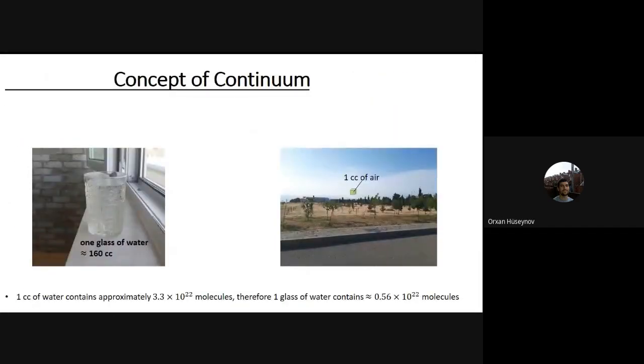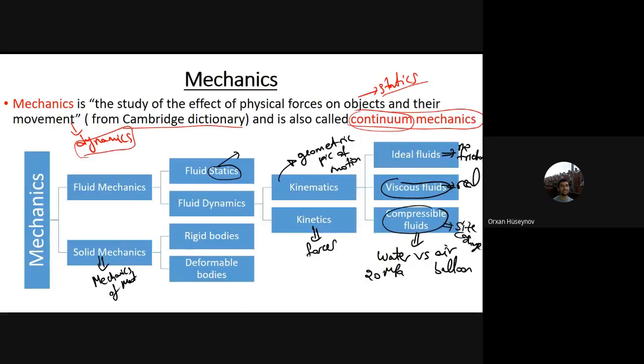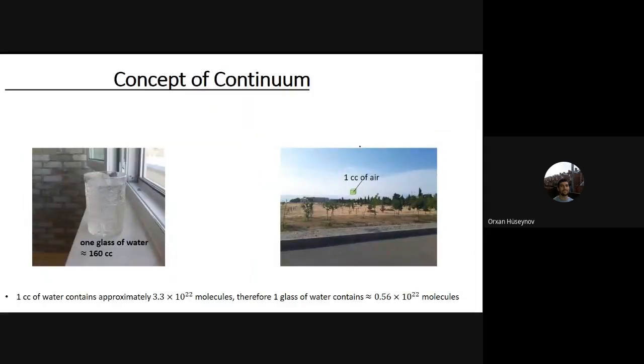Okay, now comes the concept of continuum. Here we have said that mechanics is also called continuum mechanics, and why do we call it continuum mechanics? Let's see it. I will have two examples here for you to understand the concept of continuum. And by the way, continuum is historical, because you will see why it is historical in my next explanation. But firstly, what is continuum? Let's understand it. We have two examples here.